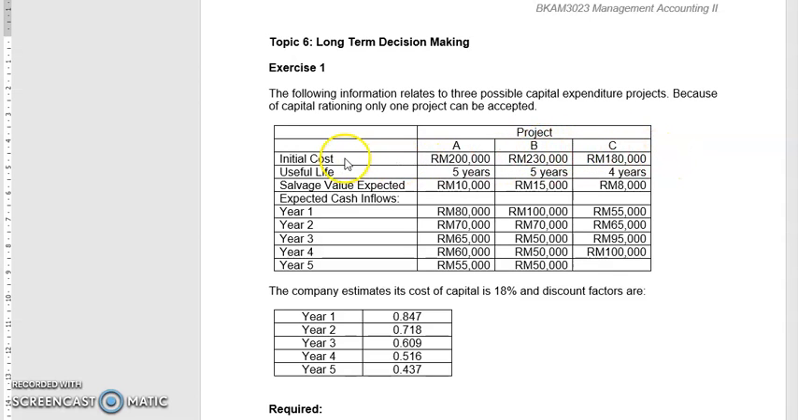So this is the initial cost, useful life, salvage value expected, expected cash inflows for year 1 until year 5. The company estimates its cost of capital is 18% and discount factors are for year 1, year 2, 3, 4, and 5.